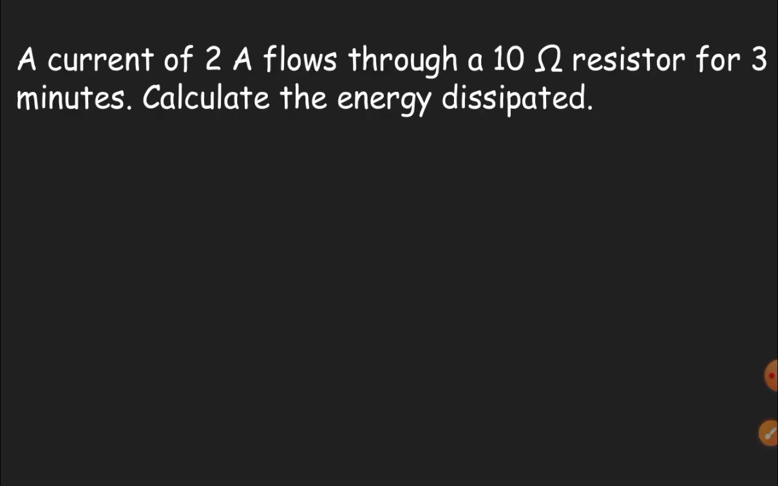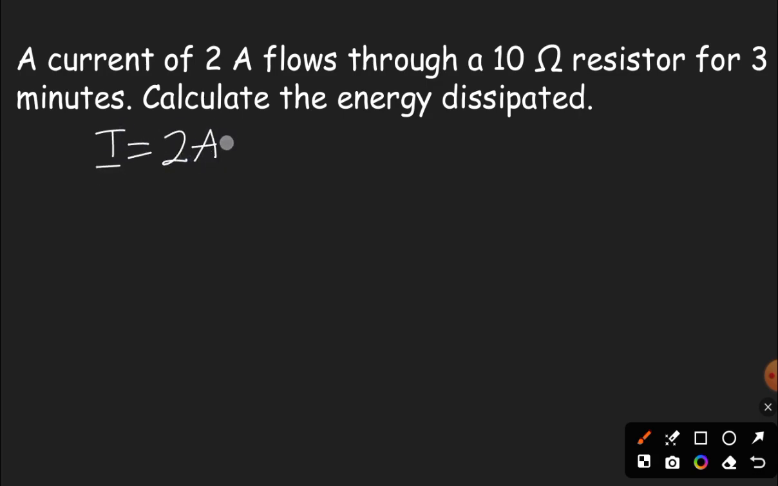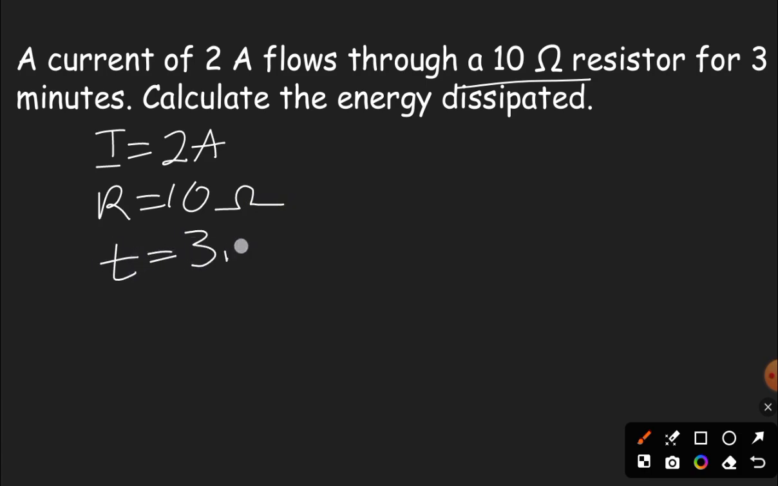Now pause the video and then try this. A current of 2 ampere flows through a 10 ohm resistor, so our resistance will be 10 ohms, for time 3 minutes. Calculate the energy dissipated. Now throughout you realize that we've not dealt with energy, but there's a way around it.